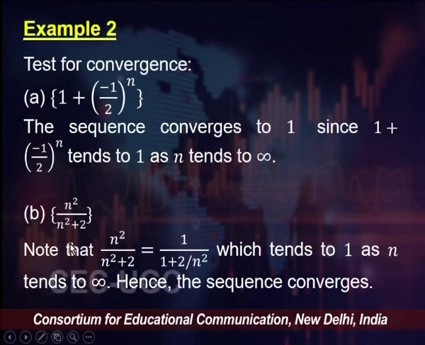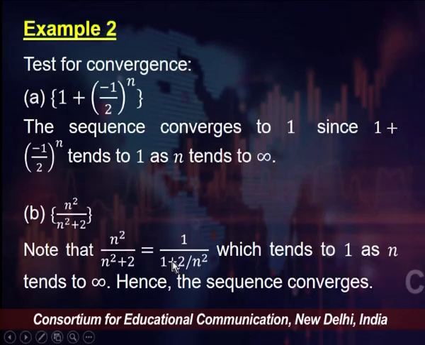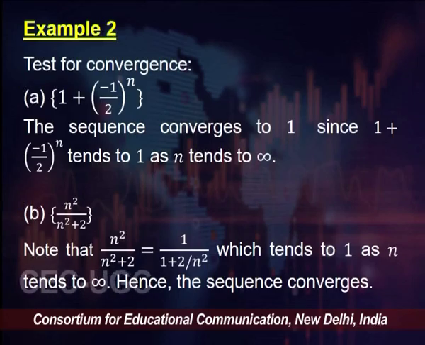Let us take a look at the next sequence, where the general term is given by n squared divided by (n squared plus 2). If you remember your limits, we are basically taking limits at infinity. A convenient way of writing this would be to divide both numerator and denominator by n squared, so that I get 1 divided by (1 plus 2 by n squared). Clearly, as n tends to infinity, this ratio will tend to 1. So here again the sequence converges.